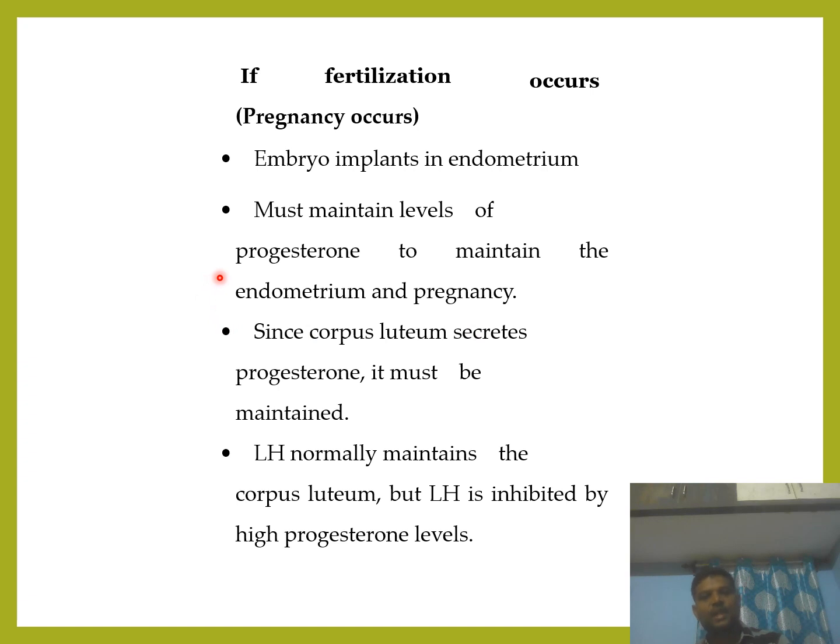If fertilization occurs and pregnancy begins, the embryo implants in the endometrium and the levels of progesterone as well as estrogen must be maintained, to maintain the endometrium layer as well as the pregnancy. Since the corpus luteum secretes progesterone, it must be maintained. Luteinizing hormone normally maintains the corpus luteum, but luteinizing hormone is inhibited by the high progesterone concentration.